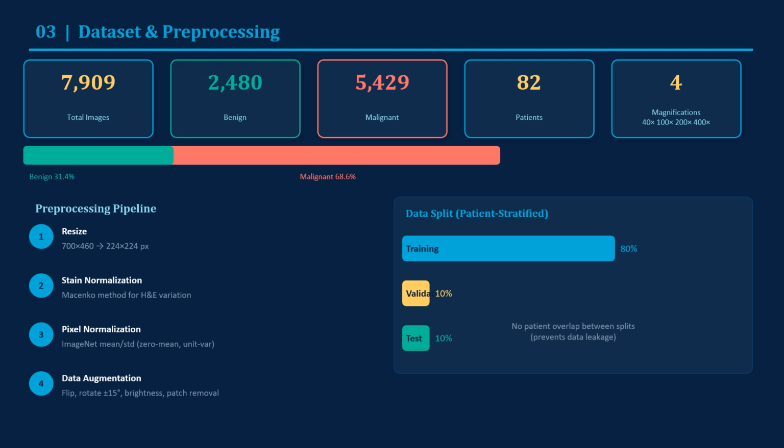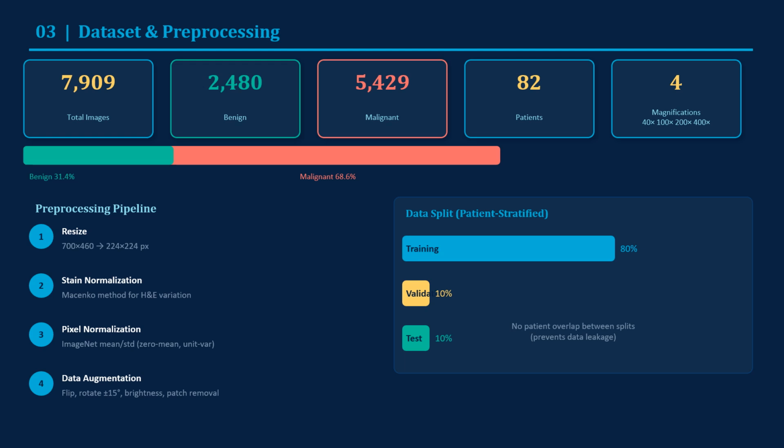Before training the model, we applied several pre-processing steps. First, every image was resized to the required input size. Next, we applied stain normalization to reduce color differences between tissue samples.